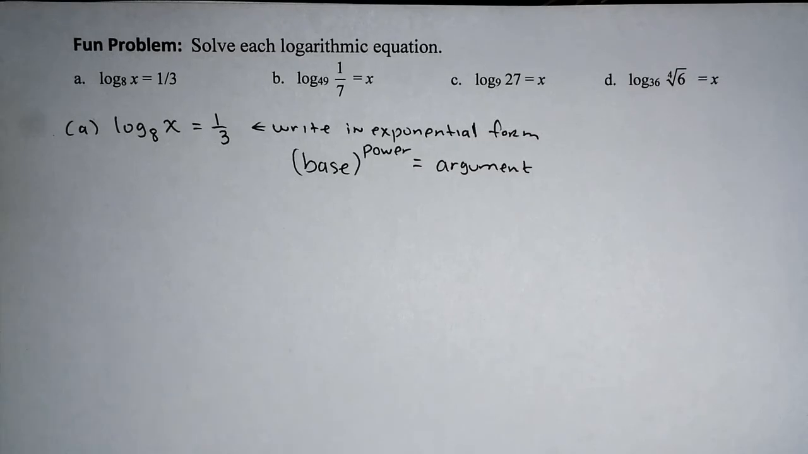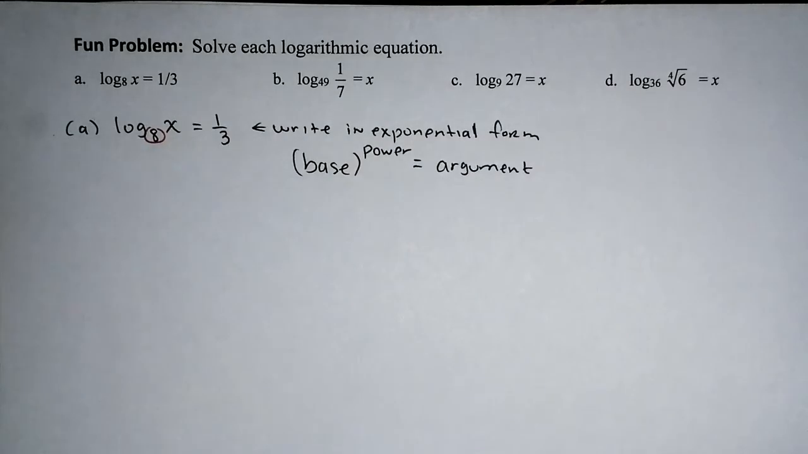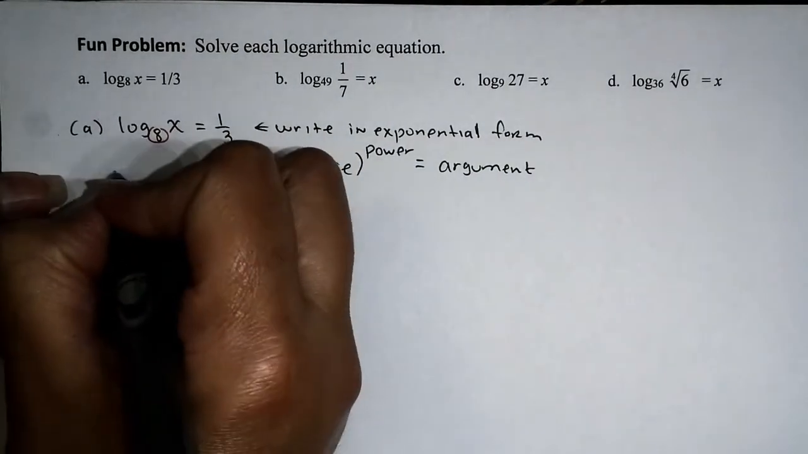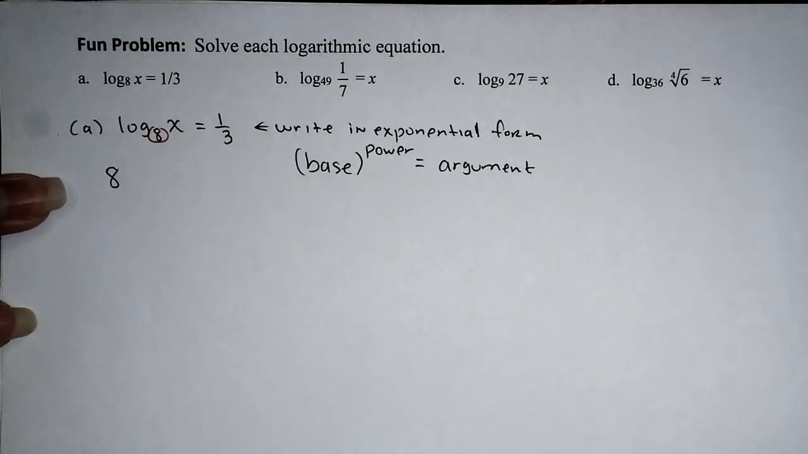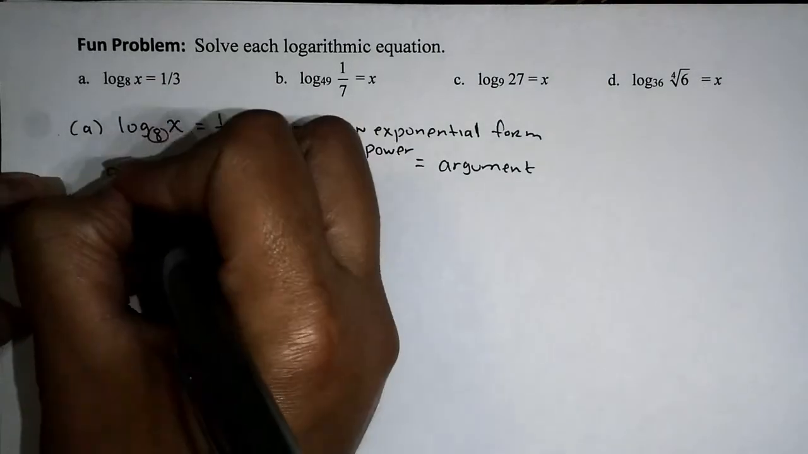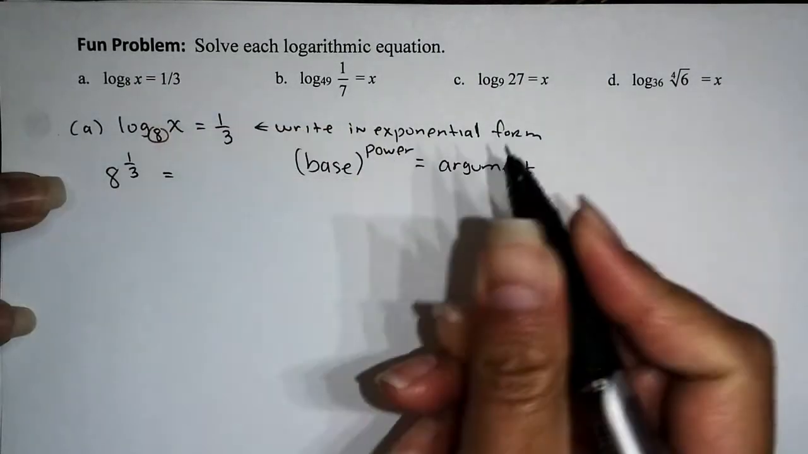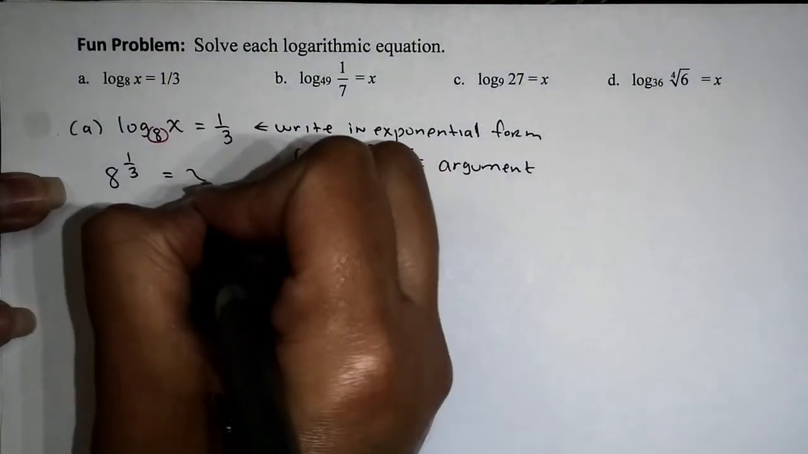So in this case, what is the base of the logarithm? The base of the logarithm is 8, so we are going to start off by writing 8. So we have base to some power. Now the question is, what is the power? In order to identify it, we have to remember what a logarithm is. A logarithm is just code for exponent. So if the log equals 1/3, then the exponent is 1/3. So we have 8 to the 1/3 equals base to some power equals argument. So 8 to the 1/3 will give us the argument of x.